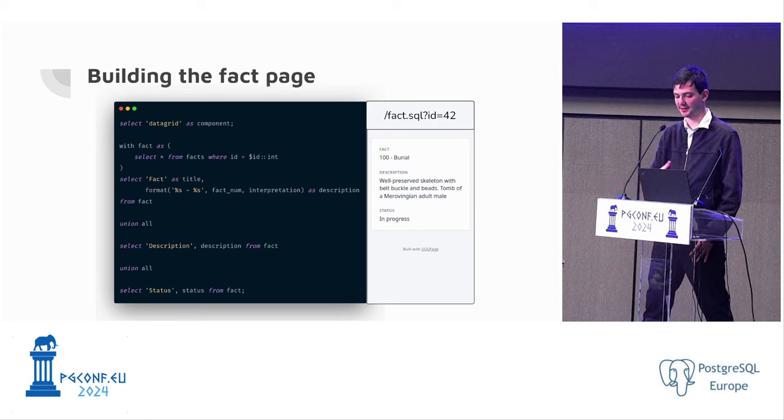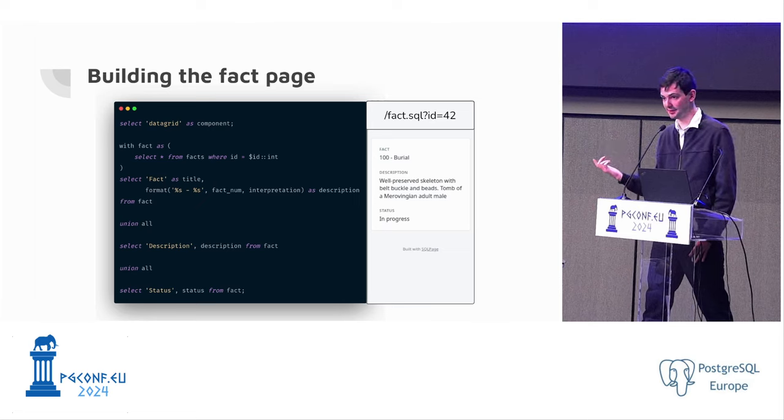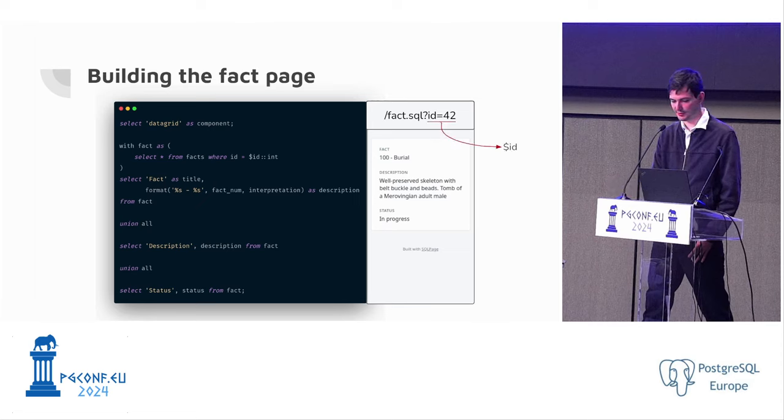So here I'm extracting the fact from the database. I'm using a new component. So far we had seen only the list component. We are using a simple component, which is called the data grid. And it expects two properties, title and description, like before. And we put three titles: fact, description, and status. And we take the data from our CTE that extracted the data from Postgres using the ID from the URL parameters. So you see here the ID that is extracted with $ID.